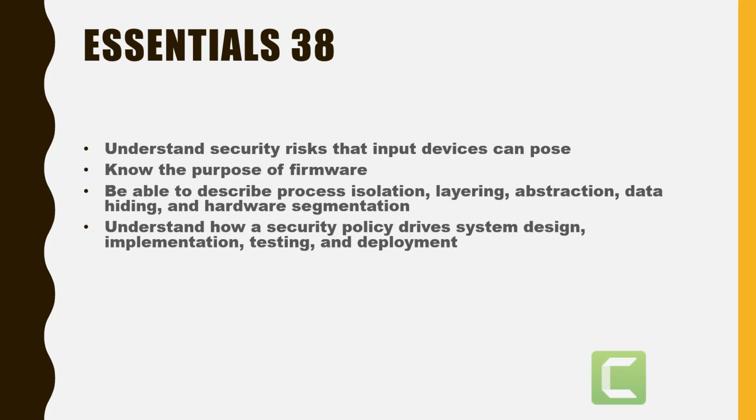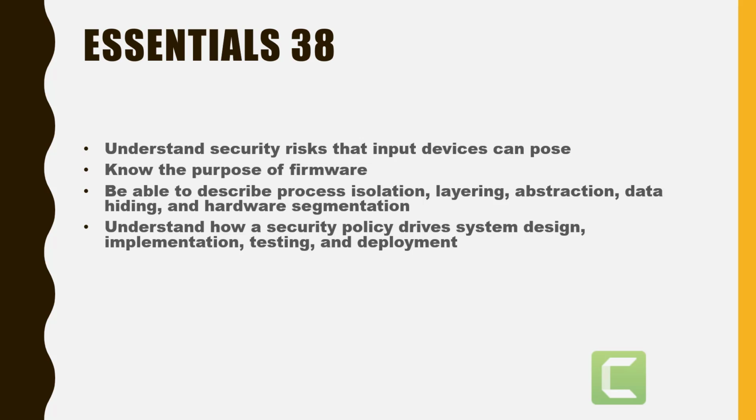Next, let's talk about knowing the purpose of firmware. Firmware is software stored on a ROM chip. At the computer level, it contains the basic instructions needed to start a computer. Firmware is also used to provide operating instructions in peripheral devices such as printers.